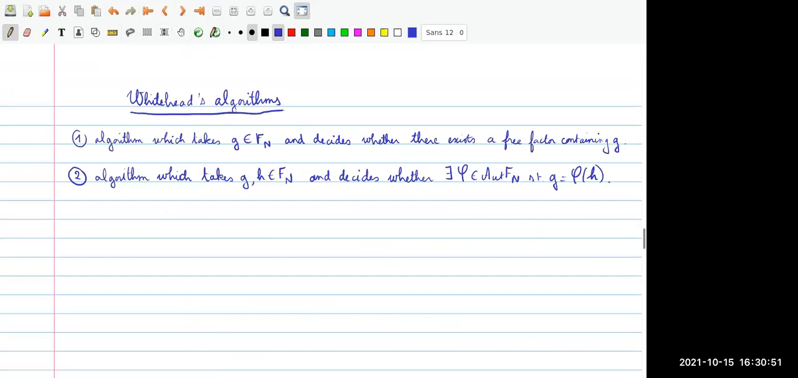So now I want to introduce Whitehead's algorithms. I know about two Whitehead algorithms, and there are algorithms for the free group at the beginning. The first one is an algorithm which takes an element G of the free group Fn and decides whether there exists a free factor which contains G. And the second one that I know of takes two elements G and H, and decides whether they belong to the same Out(Fn) orbit, so if there is an automorphism which sends one to the other.